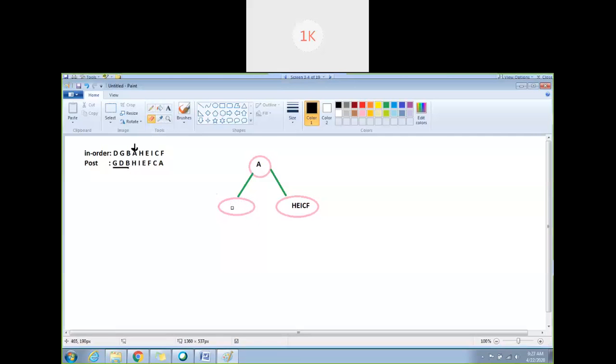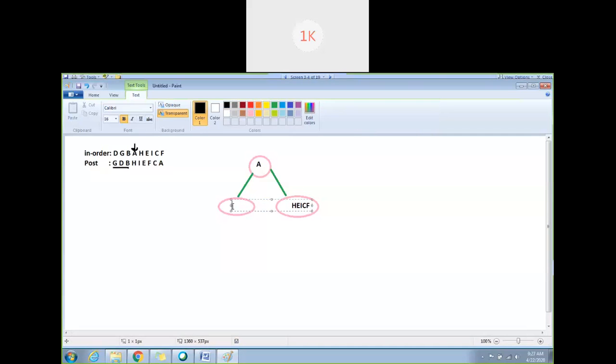Ma'am, suppose we have only in order, then how can we find the root? That is difficult. That is why we have post order or pre order. Then only we can construct the equivalent binary tree. Only with in order we cannot predict the root node, and only with post order I cannot predict the left child nodes and right child nodes.